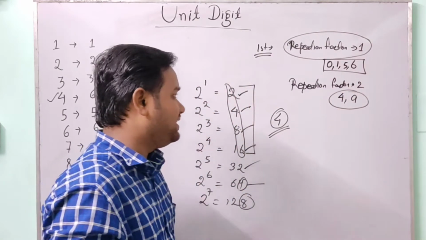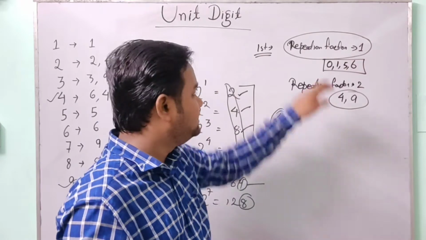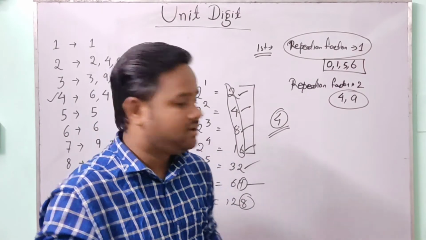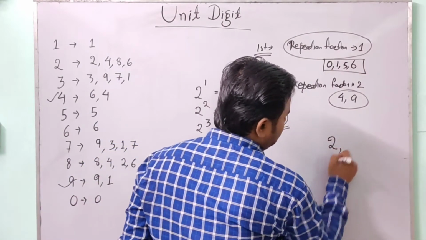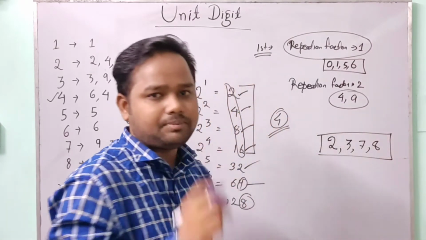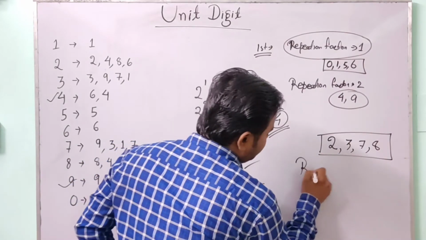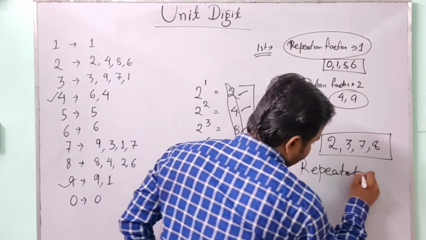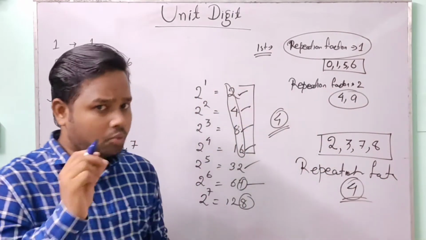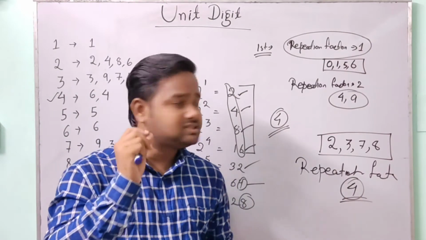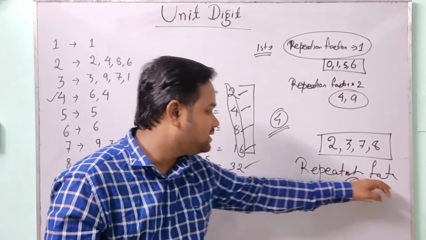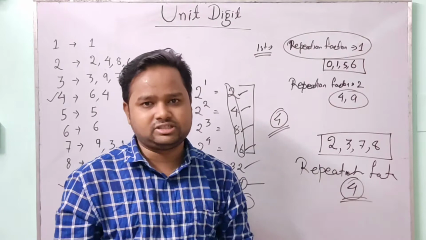Now we have finished 6 digits: 0, 1, 5, 6, 4 and 9. Apart from these, the remaining numbers are 2, 3, 7 and 8. These 4 numbers have repetition factor 4. So from this we have learned: repetition factor 1 is for the numbers 0, 1, 5, 6. Repetition factor 2 is for the numbers 4 and 9. Repetition factor 4 is for the numbers 2, 3, 7 and 8.